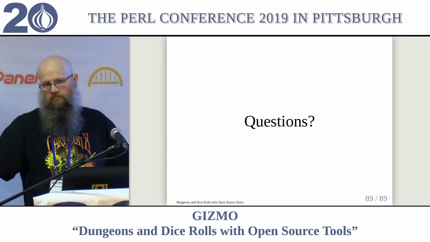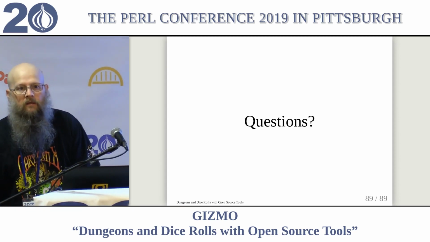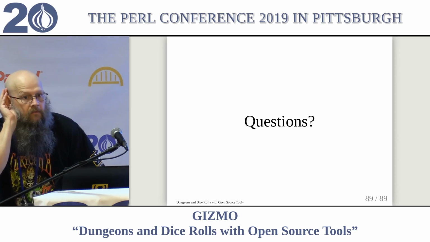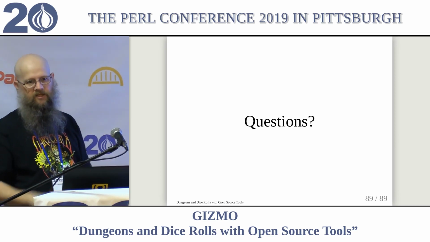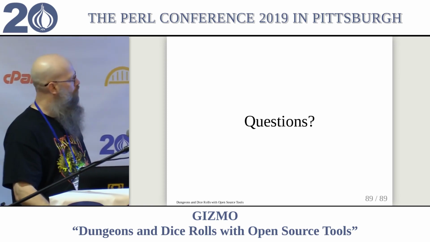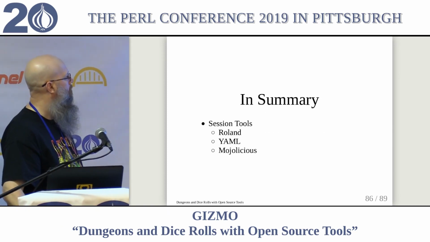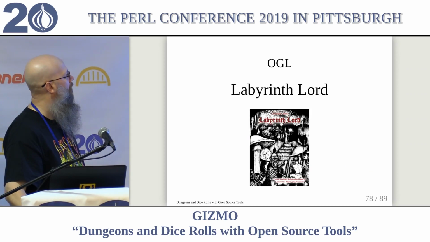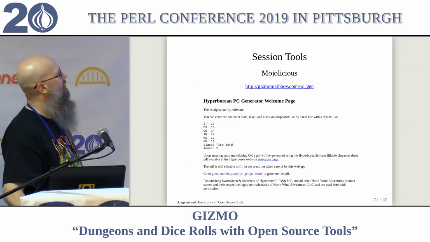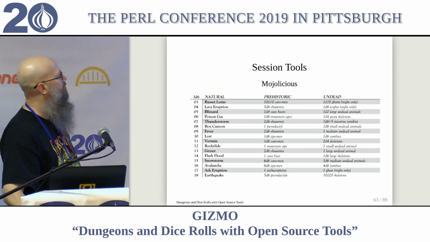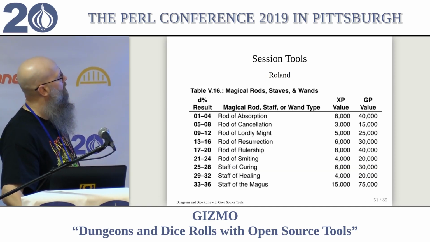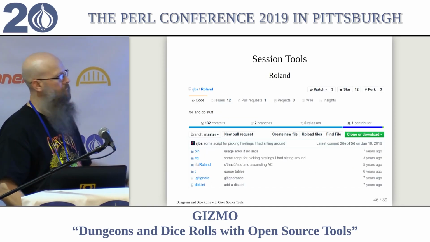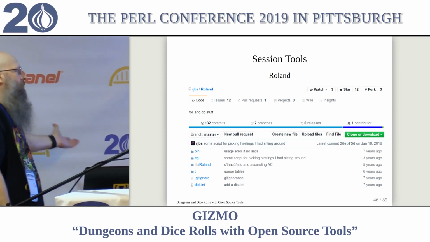Anything else? Yes, where can I find more info on Roland? Roland? That's on GitHub. It's RJBS. Let me go back. Rick probably has about 1,000 things on GitHub. If you just search for RJBS Roland, you get the repo and the blog post. Yeah, this is RJBS Roland.